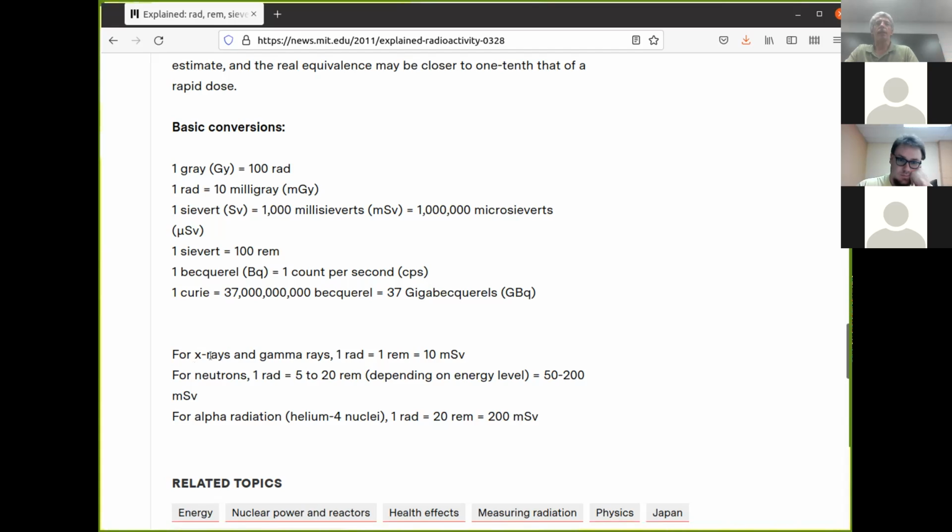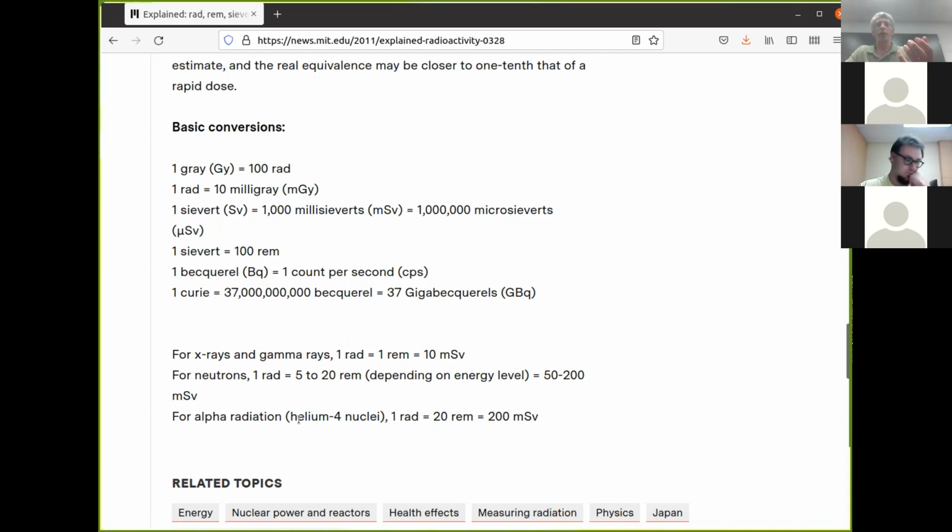So for X-rays and gamma rays, for electromagnetic showers, it's the same. The quality factor is 1. Neutrons have a factor of 5 to 20, depending on their energy level. So they do 5 to 20 times as much damage as the same amount of energy in X-rays or gamma rays.